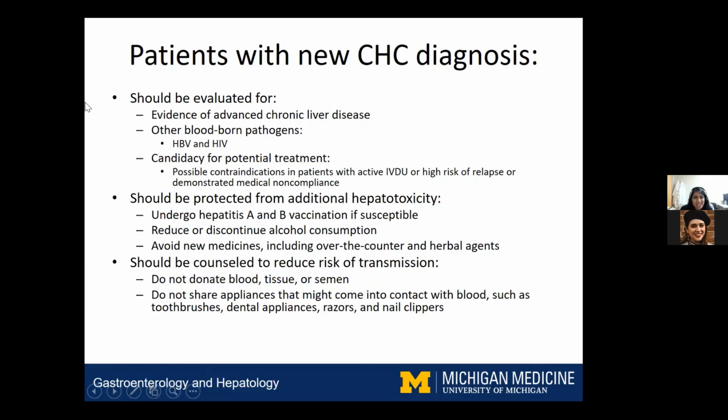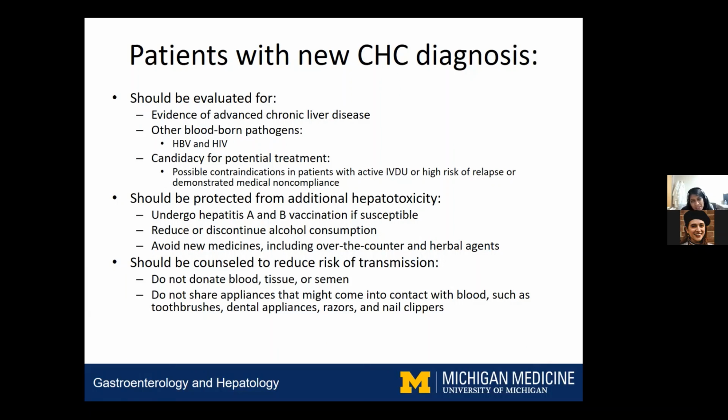So just to recap everything, any patient with a new hepatitis C diagnosis should be evaluated for evidence of advanced chronic liver disease. You want to make sure if a patient has cirrhosis, you know that, or if they've been ruled out, great. You want to screen them for other bloodborne infectious pathogens, including Hep B and HIV. And candidacy for potential treatment. And I think this really needs to be individualized. We're really trying to go with low threshold, low barrier approaches, so even people with active drug use can be considered. And it's really important to counsel patients on reinfection risk and harm reduction if they're open to that.